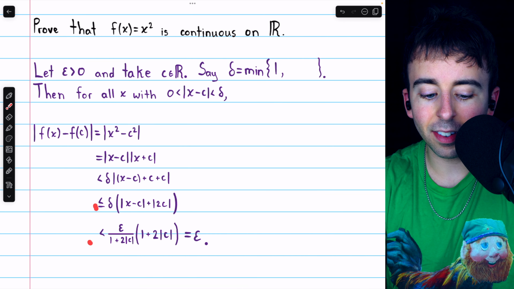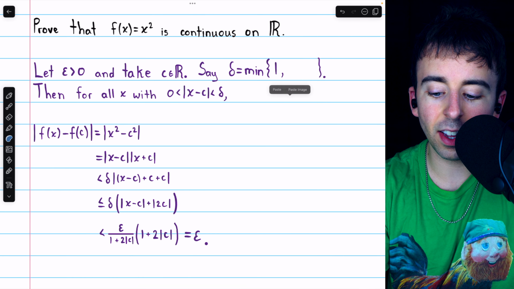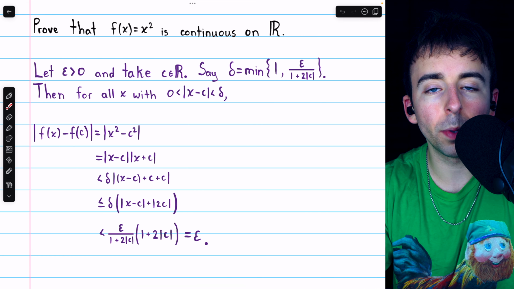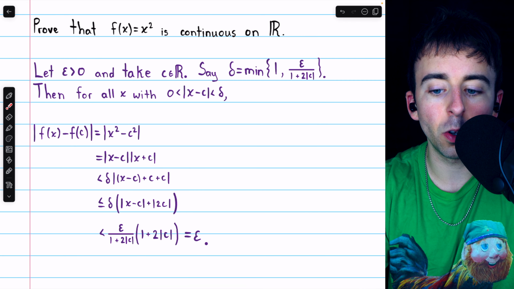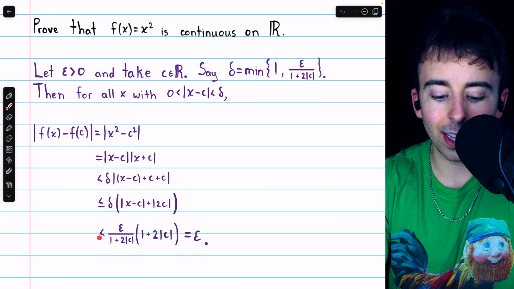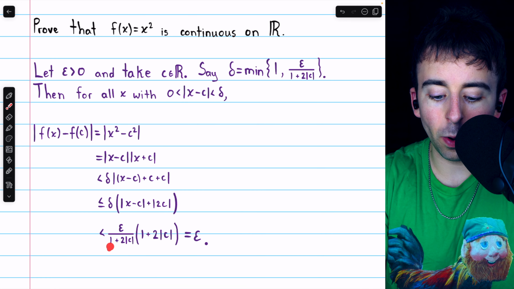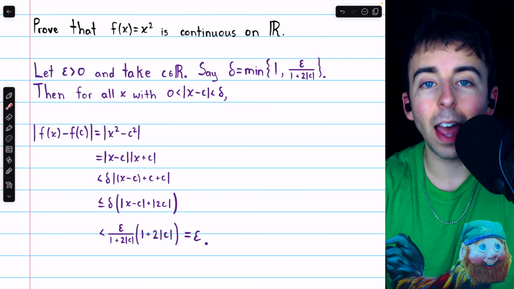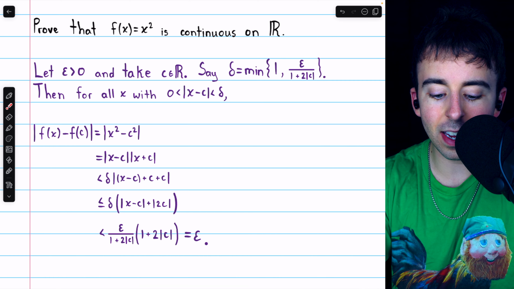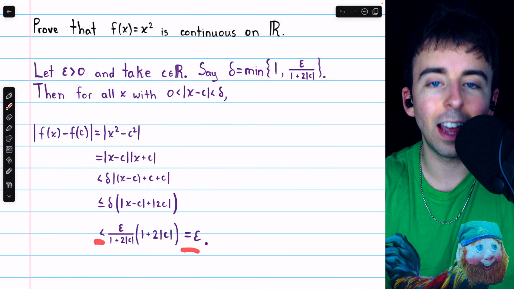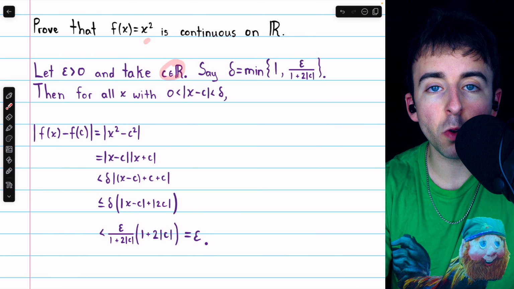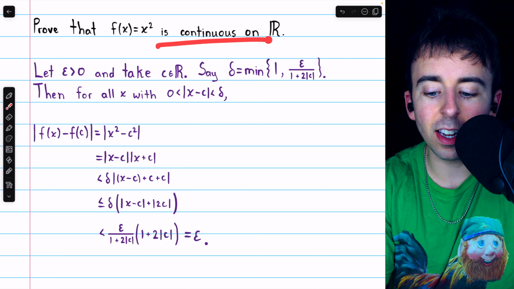So to make that last step, we must insist that delta is the minimum of 1 and epsilon over 1 plus 2 times the absolute value of c. So when we replace delta with that, we're only making the expression bigger, and of course these cancel out to give us epsilon. As desired, we have that the distance between f of x and f of c is less than epsilon. So we've shown that x squared is continuous at an arbitrary real number, hence it is continuous on all real numbers.